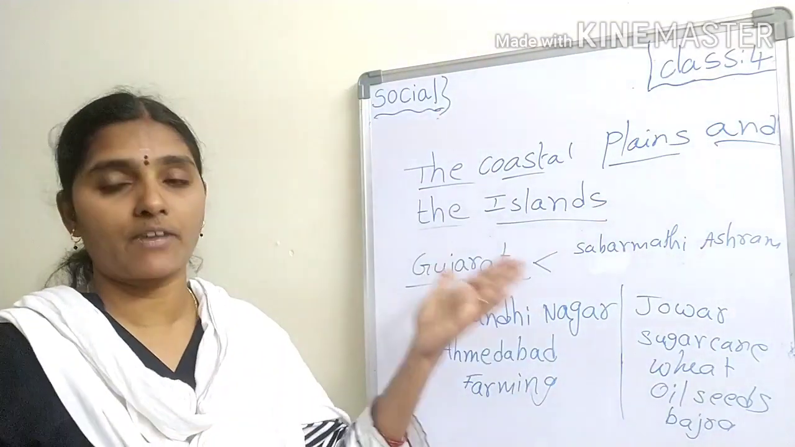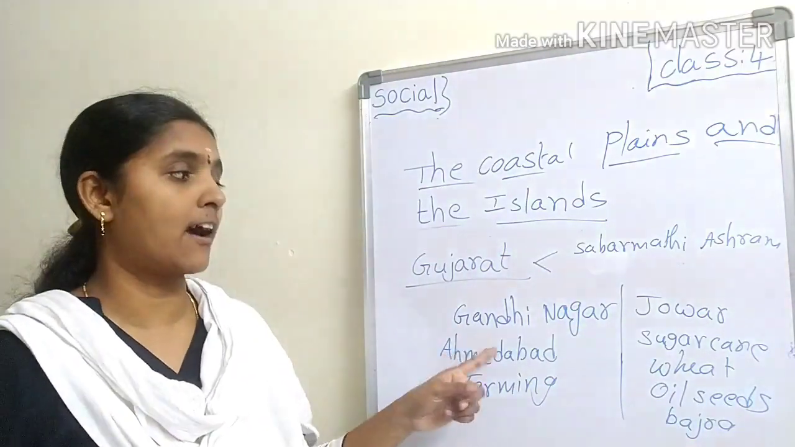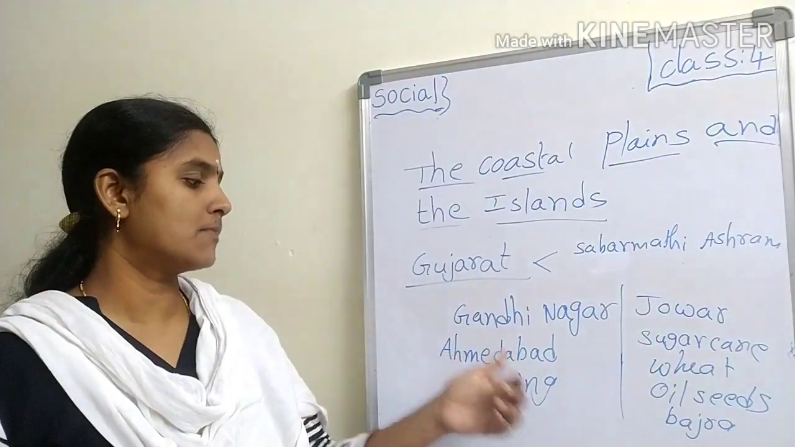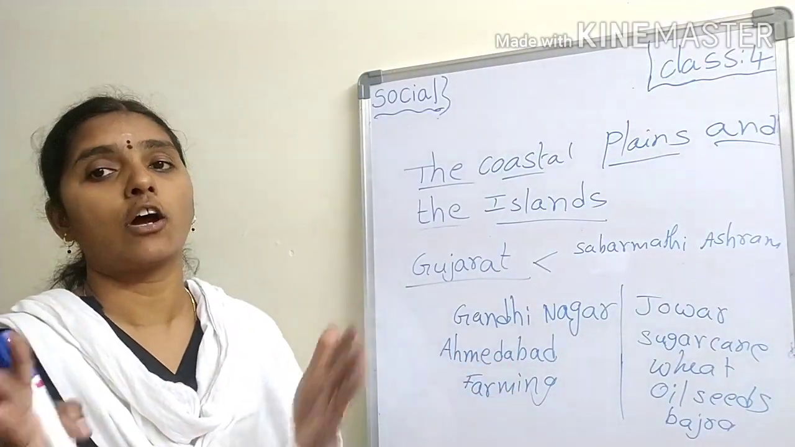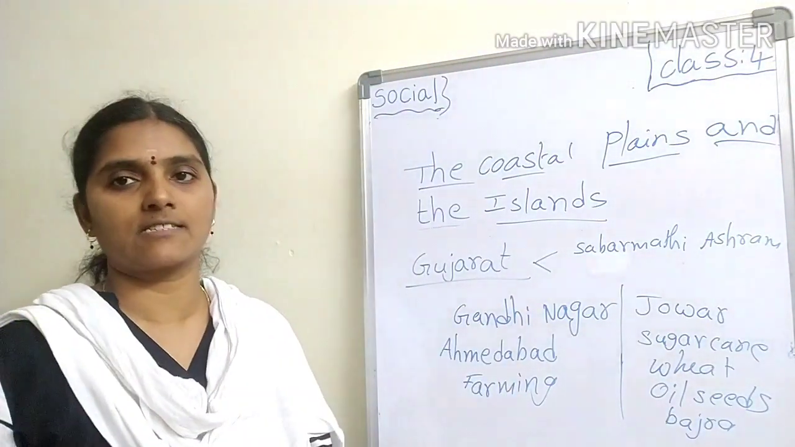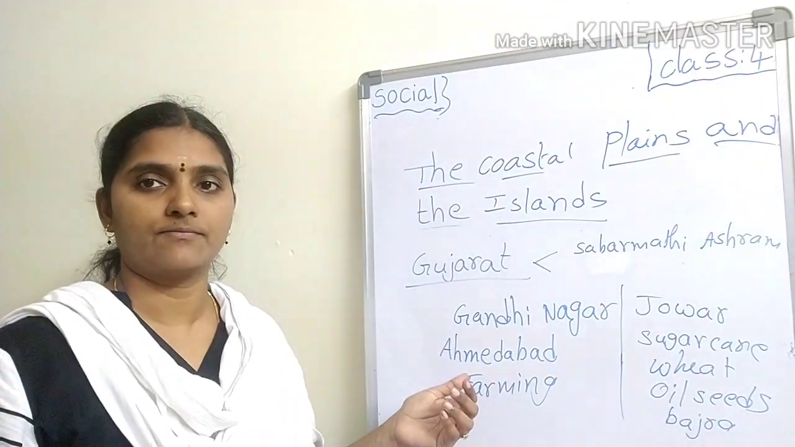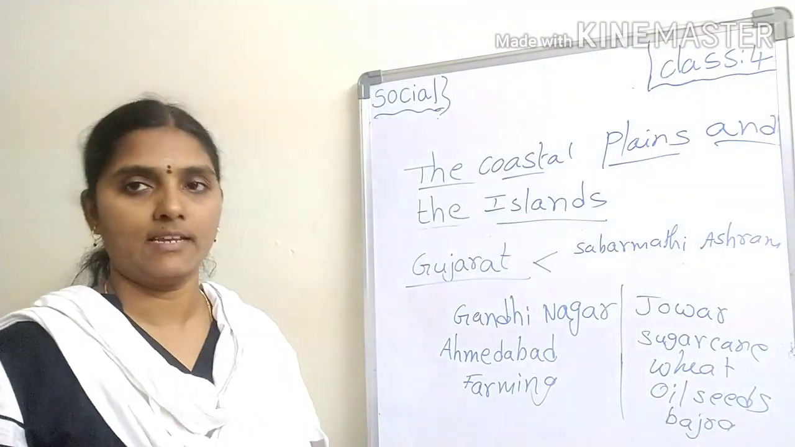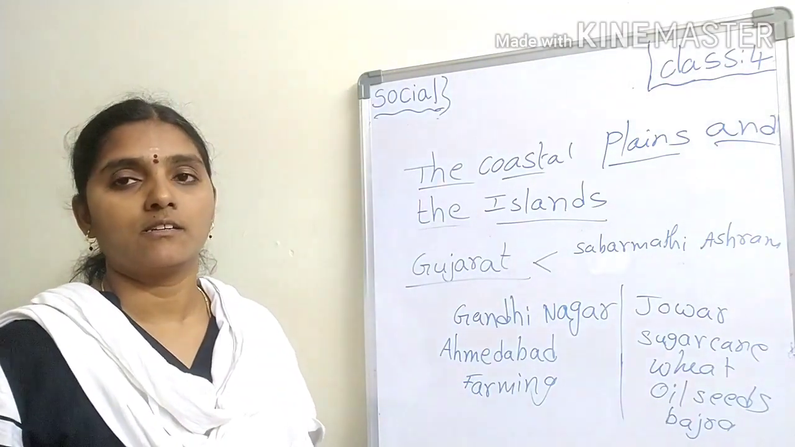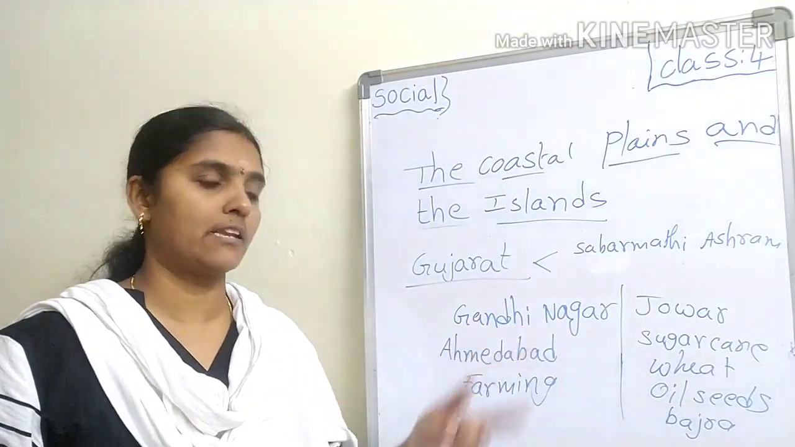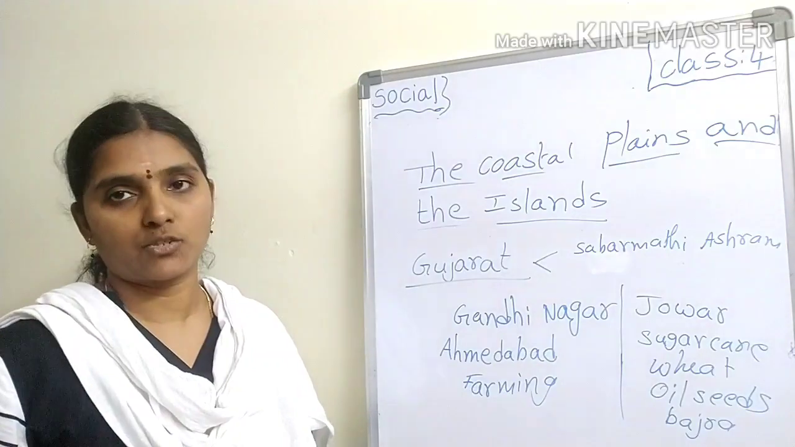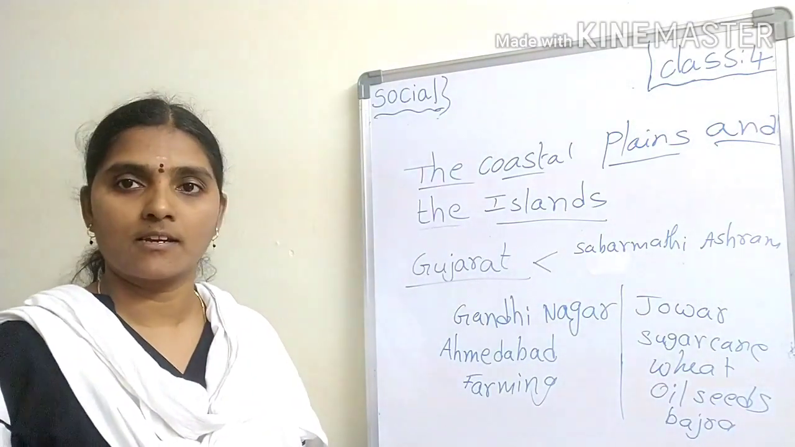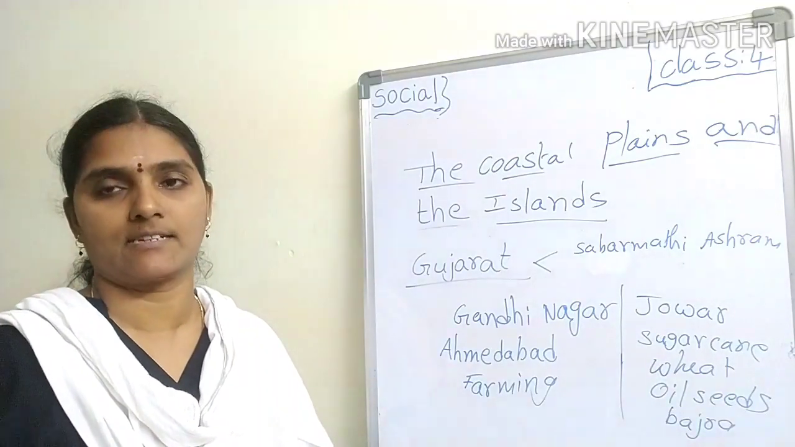Gujarat lies on the west coast of India. Gandhinagar is the capital of Gujarat. Ahmedabad is the largest city in Gujarat. Understood? Farming is the main occupation of the people here. Jowar, sugarcane, wheat, oil seeds, bajra, etc. are also grown here. The famous Sabarmati Ashram is located here. Understood?